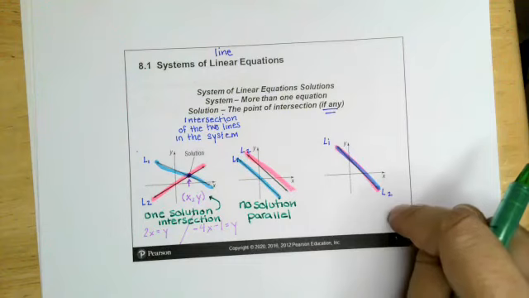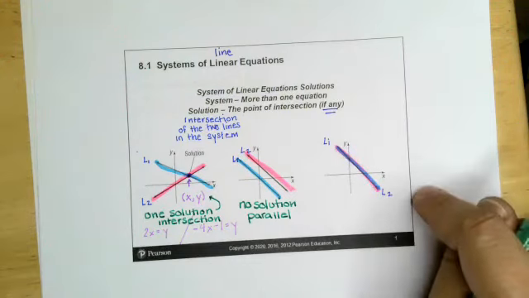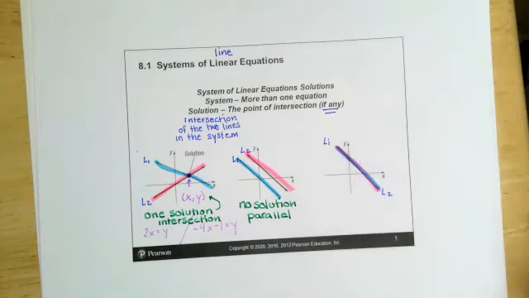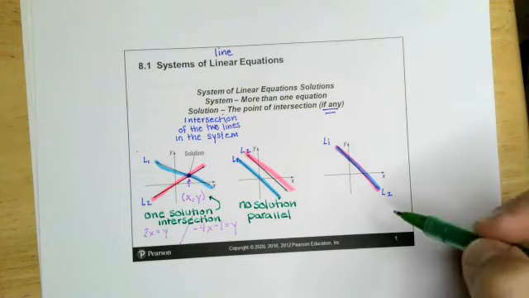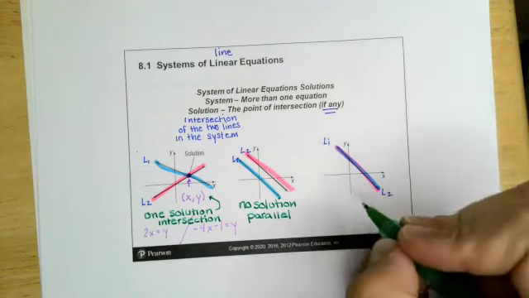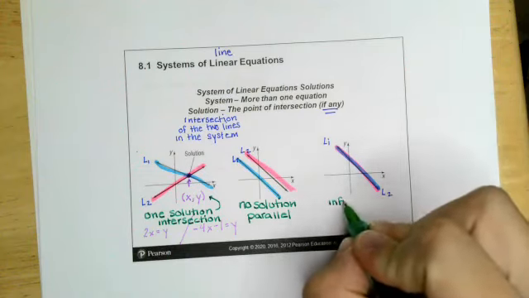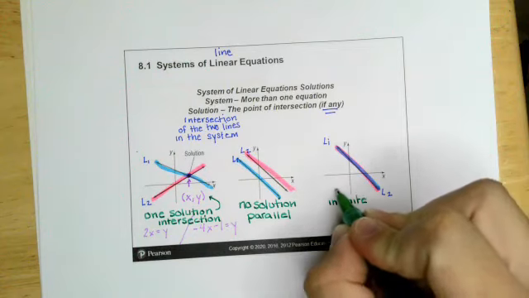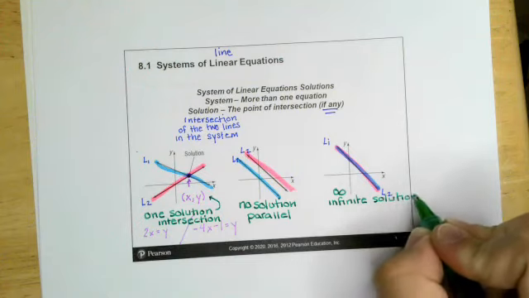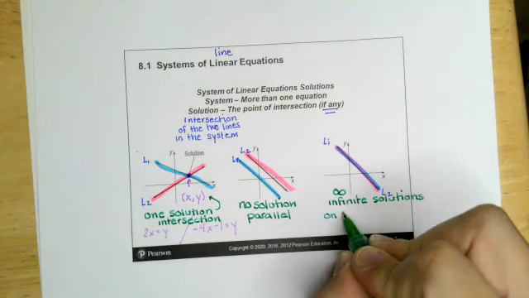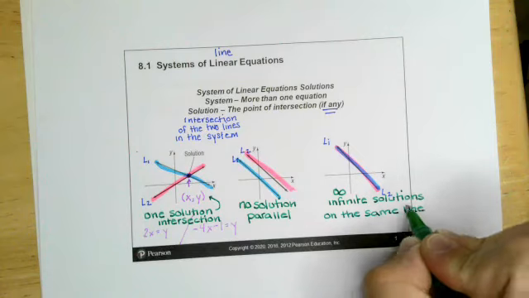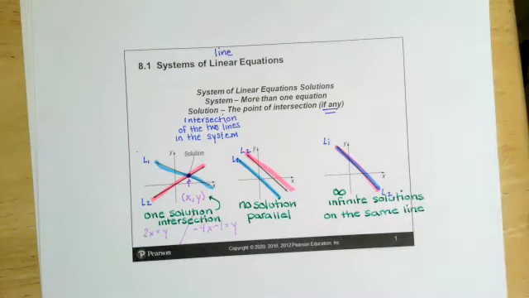All right, and in this one, L1 is graphed, and then L2 is graphed, and it's found on the same line. So every point that makes L1 true will also make L2 true. So this is infinite solutions, just like the infinity symbol, infinite solutions, because they are on the same line. Every point that is true for one will be true for the other.